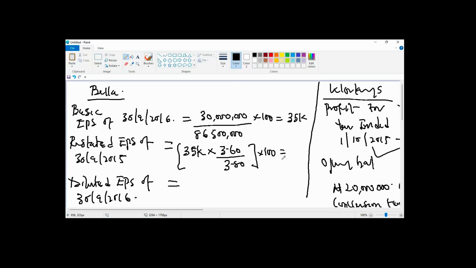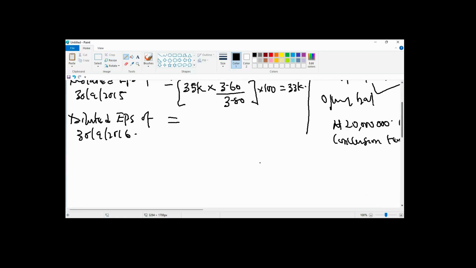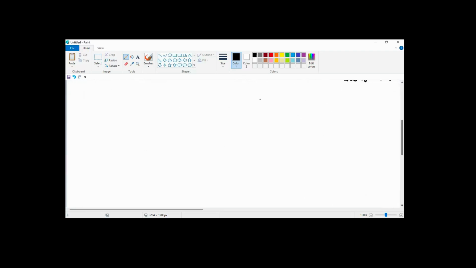Then here come 33 kobo. So for the diluted earnings per share, how much is the earnings I'm going to see from converting it? It's the earnings from conversion of the loan. What is the earning I'm going to see?